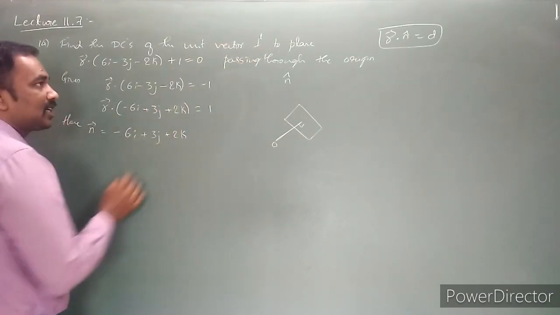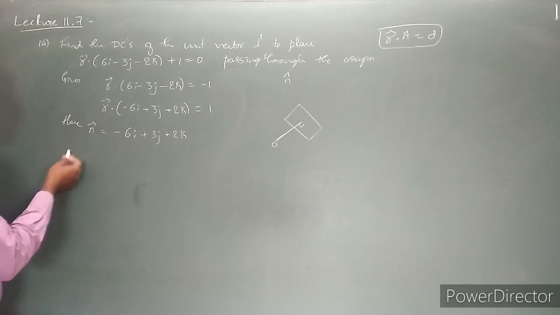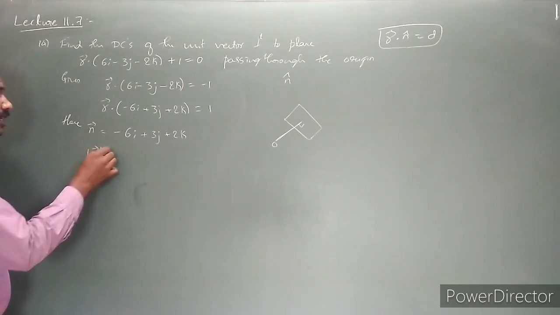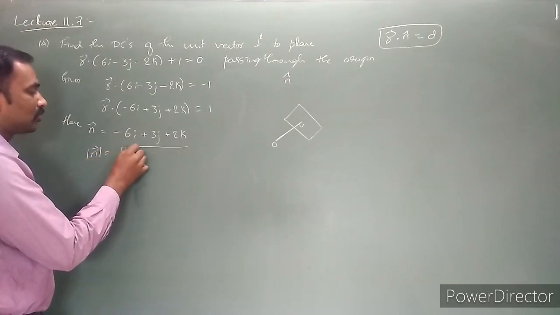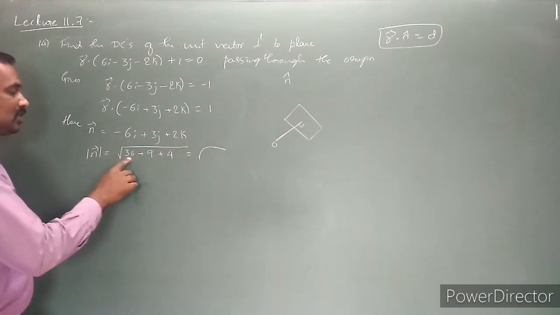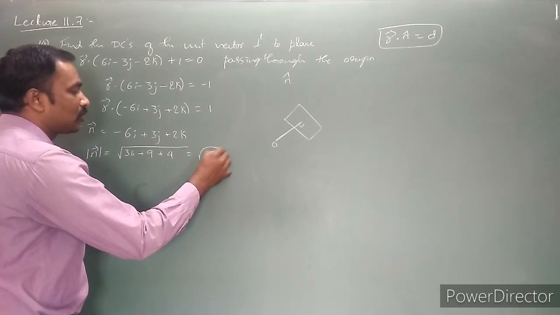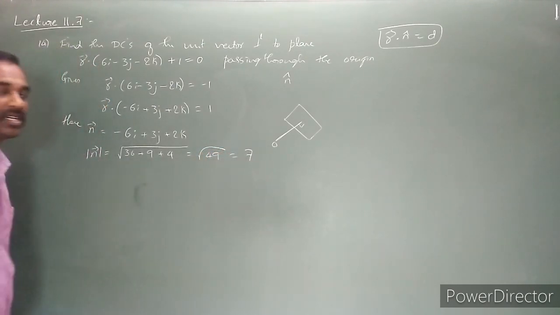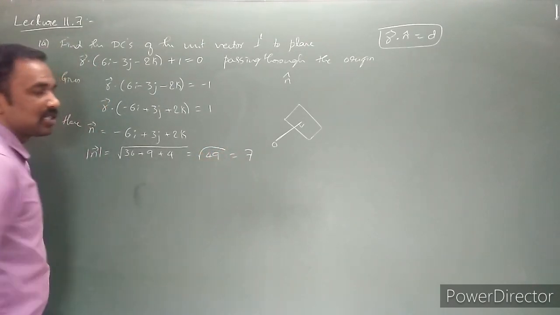But actually we need the n cap. To get the n cap, what we have to do? The magnitude of the n bar is required. What is that? Root of 36 plus 9 plus 4. What is the value? 36, 45, 49. Root of 49 is equal to 7, considering only the first value.